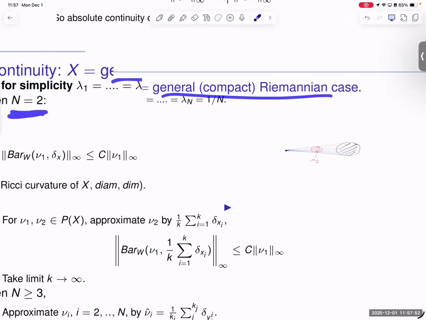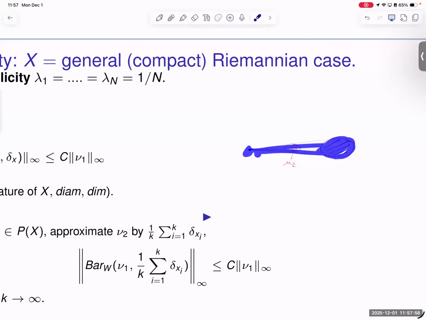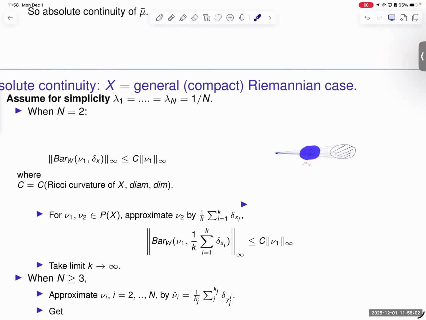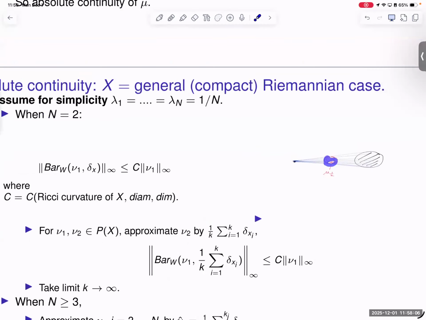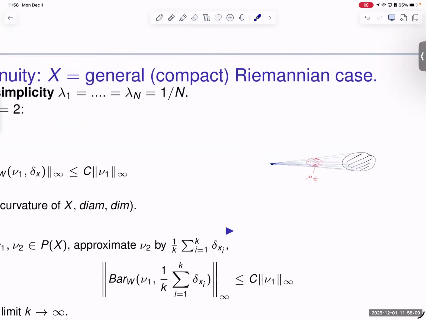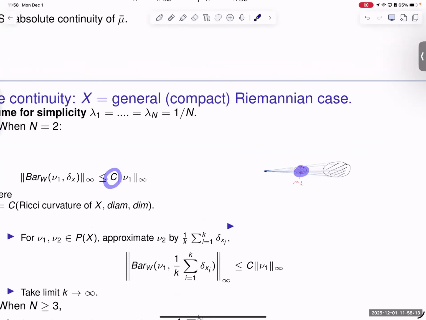In general case, this picture still holds. You have one Dirac and some absolutely continuous one, then the Wasserstein barycenter should be absolutely continuous. But then here, not only that, you can actually estimate the density of this middle one, up to some constant C, by the density of the other one.